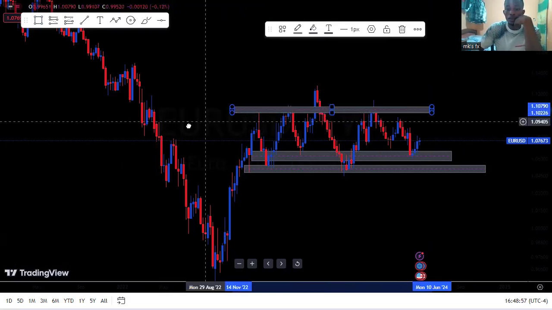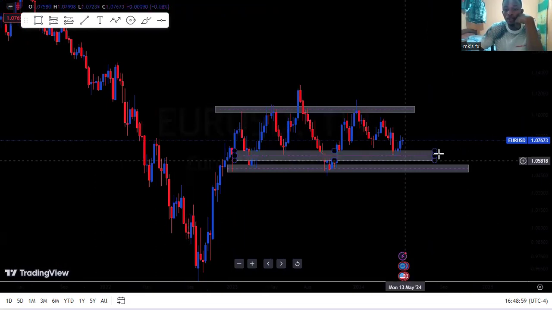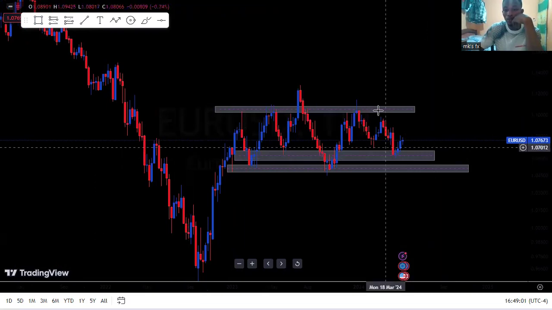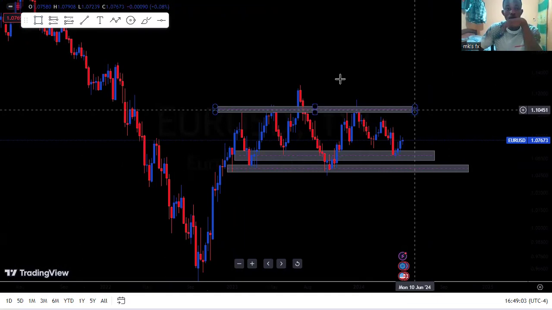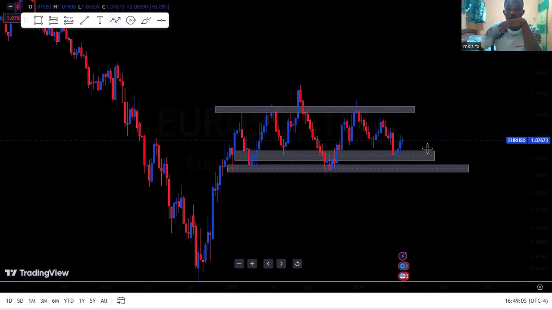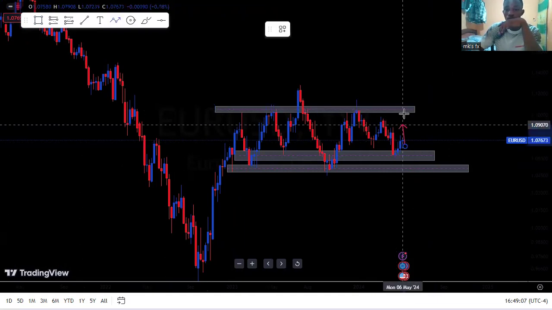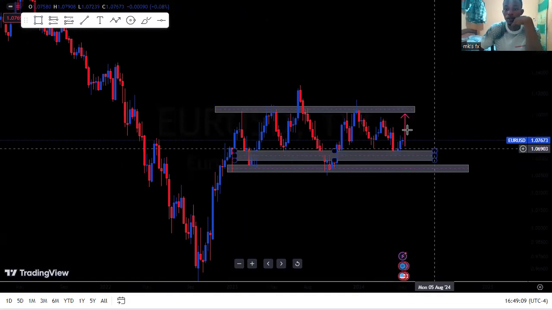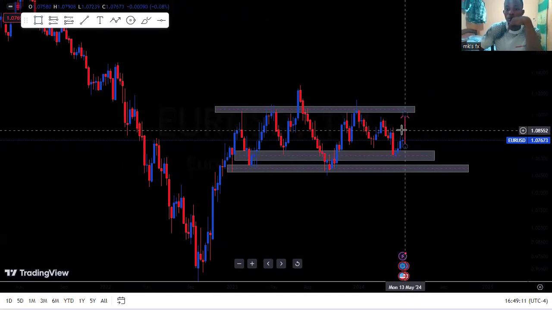Now, the market just bounced on this support. So where is it going to? It is heading to this resistance. So from the weekly, I'm just expecting something upward. I'm expecting something upward from the weekly, right? Now, let us add more meaning to this.